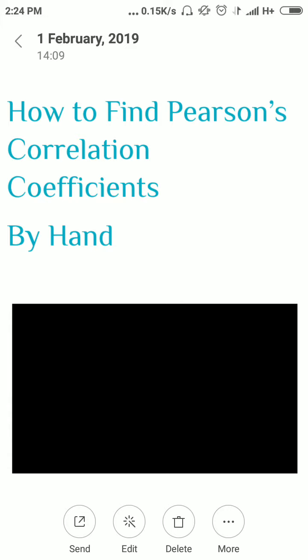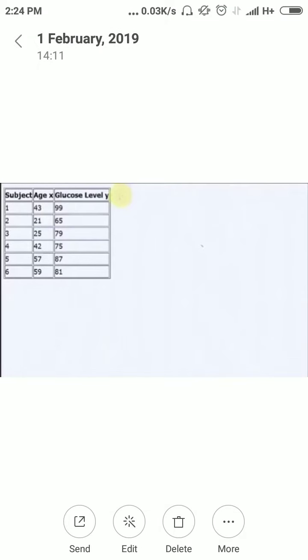So how do we find Pearson's correlation coefficient manually by hand? Let's take an example here. We have subjects 1, 2, 3, 4, 5, 6. Here 6 subjects, and the age group, which is represented as X, is 43, 21, 25, 42, 57 and 59, and the glucose levels of this age group are 99, 65, 79, 75, 87, 81 respectively. The age group is represented as X and glucose level as Y.